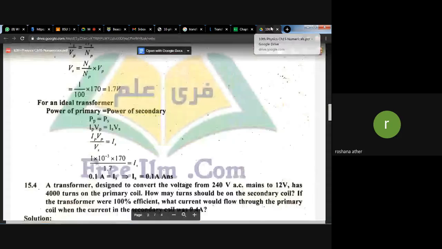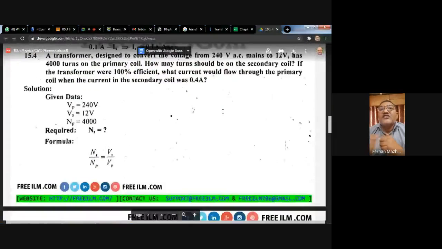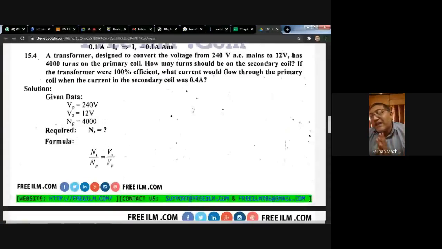Okay, sir. So a transformer. So what is the data given? We have the voltage in the primary, that is 240 volt. The voltage in the secondary, that is 12 volt. And the number of turns in the primary, that is 4,000. So number of turns in the secondary is the question.